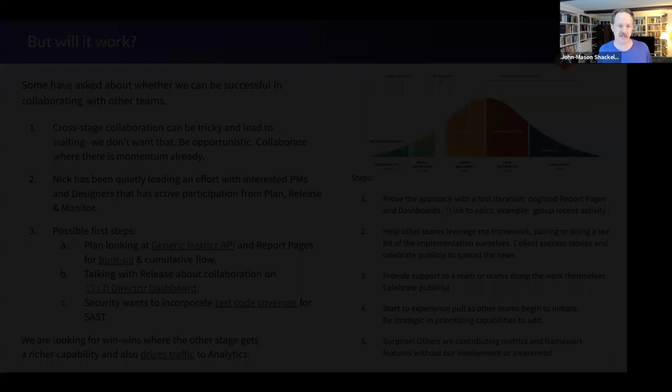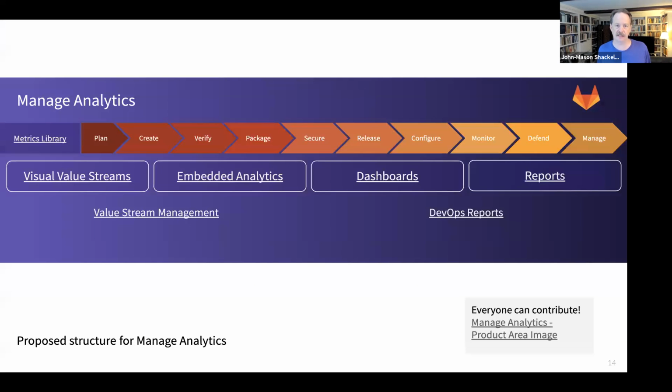I want to leave you with an image that talks about our category structure as I think about it now. Really just 2 primary categories that we're focusing on: value stream management and DevOps reports. DevOps reports has those 2 capabilities of dashboards and reports that we've talked about. And then the focus for value stream management becomes a visual value stream capability, as well as analytics that are embedded in every part of the product and helping customers be more efficient day to day.